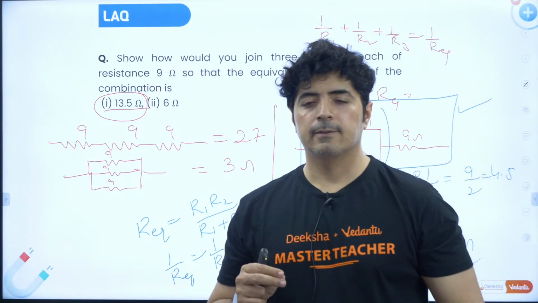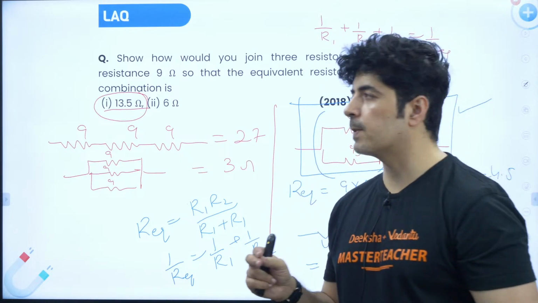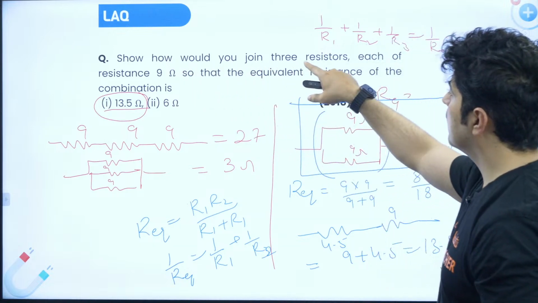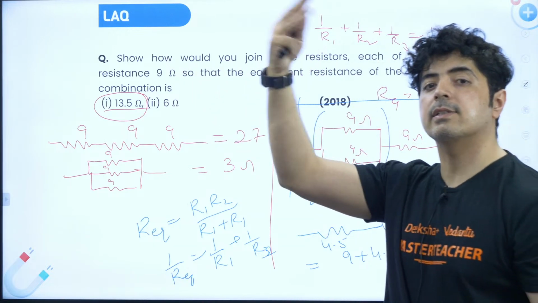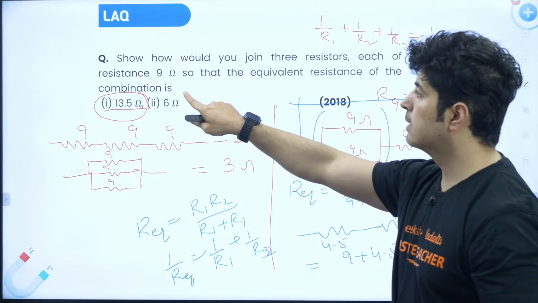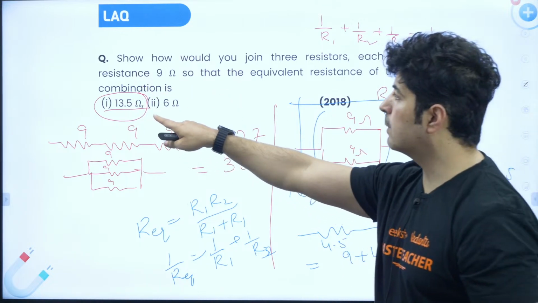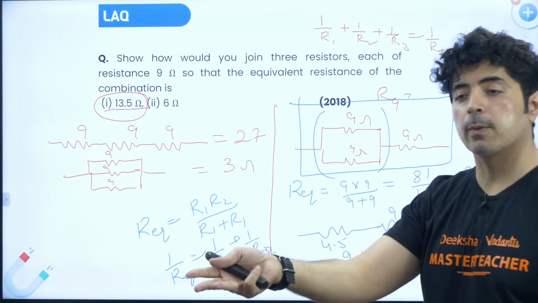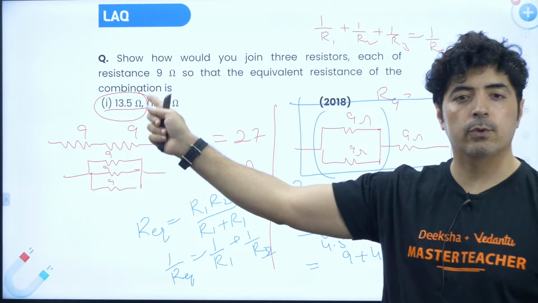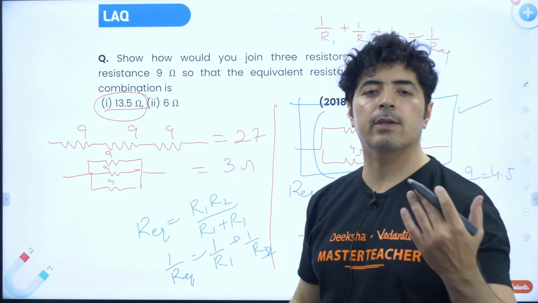All right, it's pretty easy. Again I'm repeating: the question is we have to place 3 resistances in such a way that their equivalent resistance is 13.5 ohm and 6 ohm. So how to do this problem? I put all 3 in series. You can do this mentally. You don't have to write it. I'm writing it so that you understand.